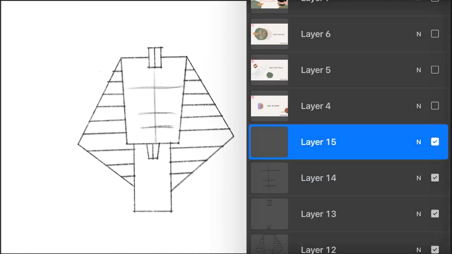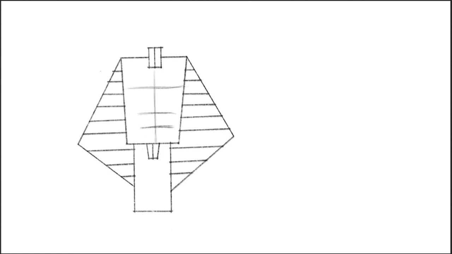Now I'll be using this graph to make the features. So see this, a curved line, one more curved line. Going to do the same thing here, a curved line, one more curved line, and this is for the nose.